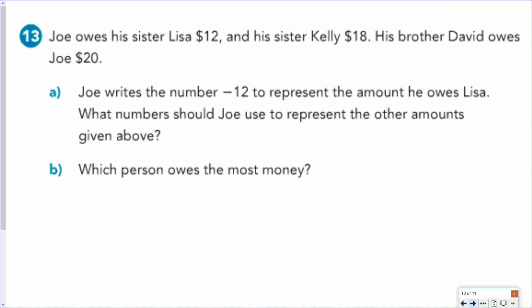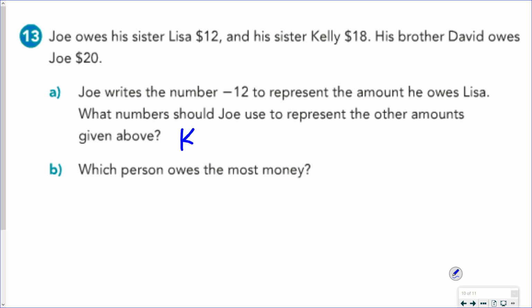So in our situation here, Joe owes his sister Lisa $12, his sister Kelly $18, and his brother David owes Joe $20. So Joe writes the number -12 to represent the amount he owes Lisa. What number should Joe use to represent the other amounts given above?